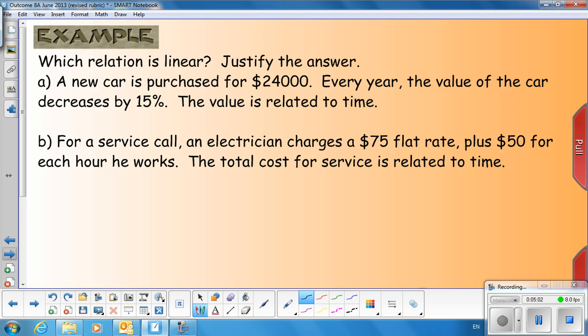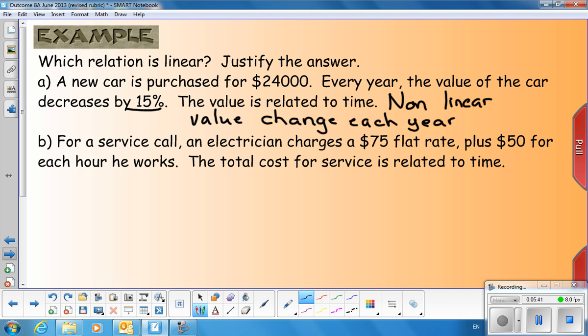Which relation is linear? Justify the answer. A new car is purchased for $24,000. Every year, the value of the car decreases by 15%. The value is related to time. So in this question, this would be a nonlinear example. And why is because it decreases by 15% of the new value. And so the value of that car changes every year. And if the value of the car changes each year, then 15% of that will be a different amount.